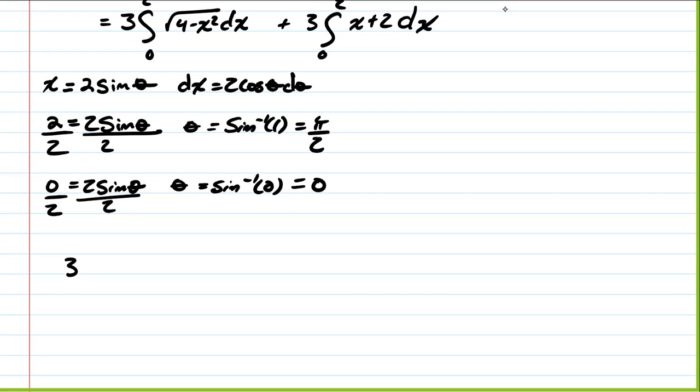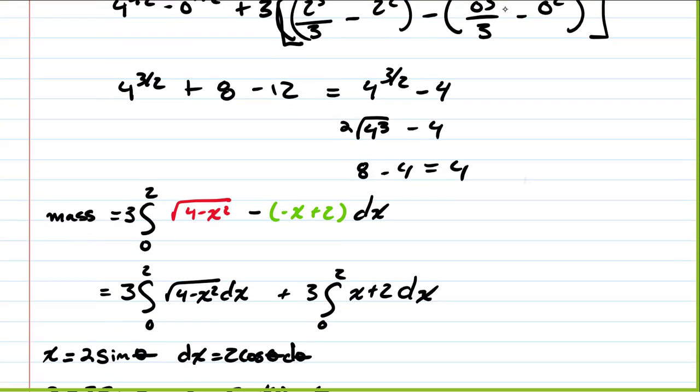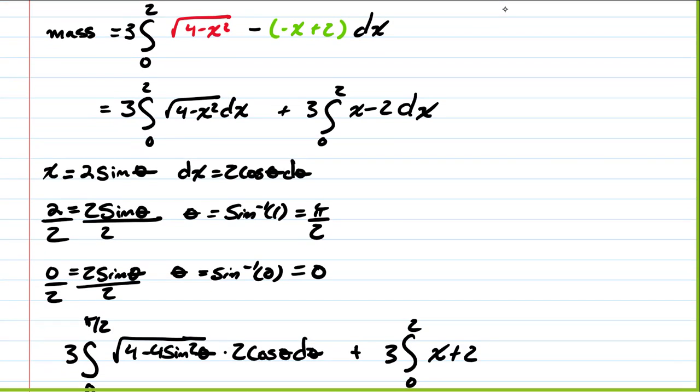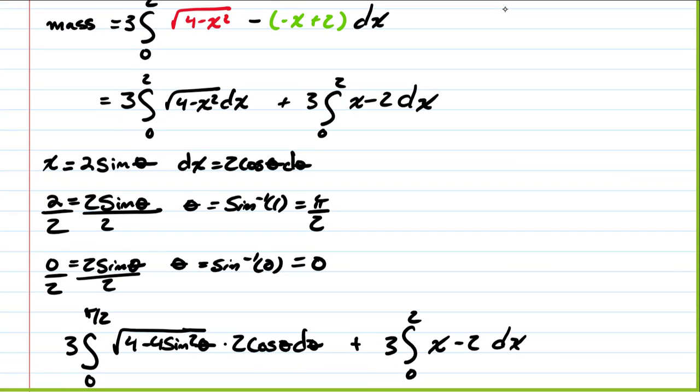And we substitute. So we get 3 times our integral from 0 to pi over 2 of the square root of 4 minus 4 sine squared theta times dx, which is 2 cosine theta d theta, plus this other integral, right, that we haven't even touched yet. And it's got a typo in it. When I distributed that minus sign in, this integral should have been x minus 2. So here, when we distributed that minus sign in, the negative made that positive, and the negative positive made that negative. And I had written that down incorrectly.